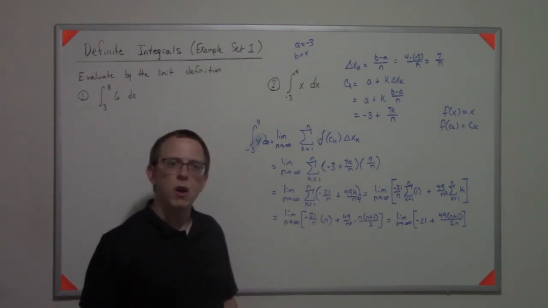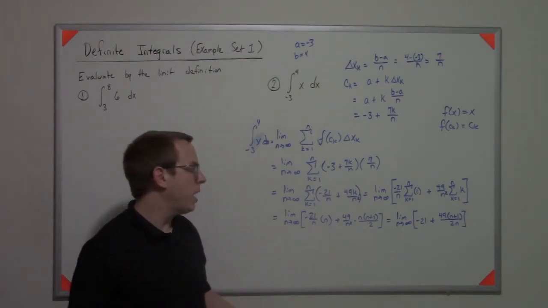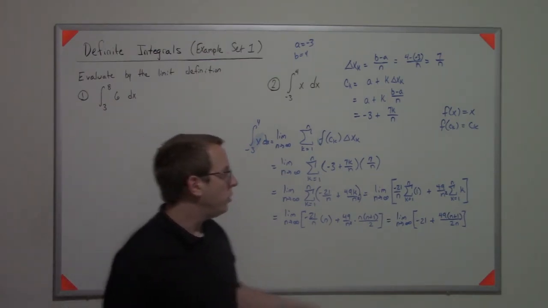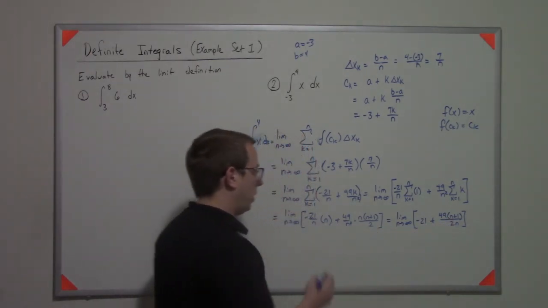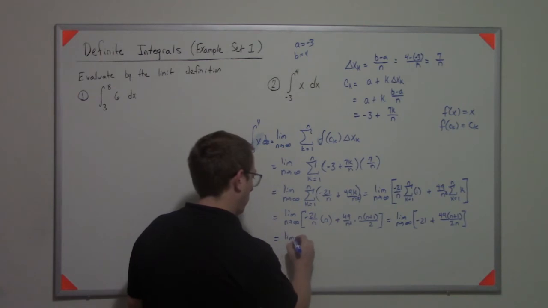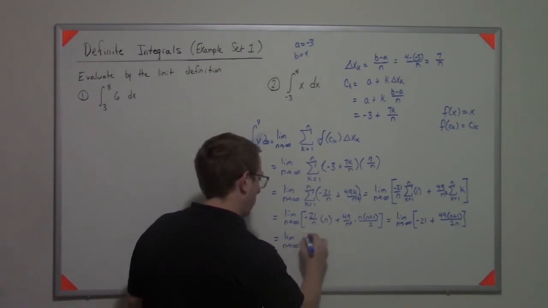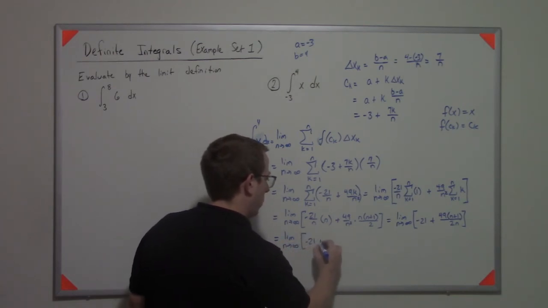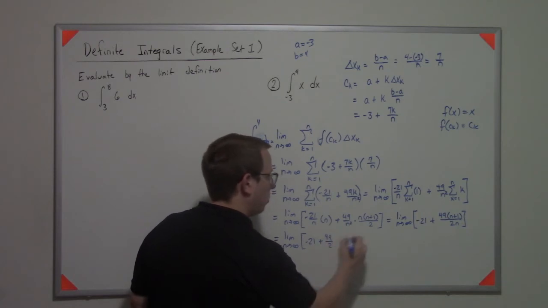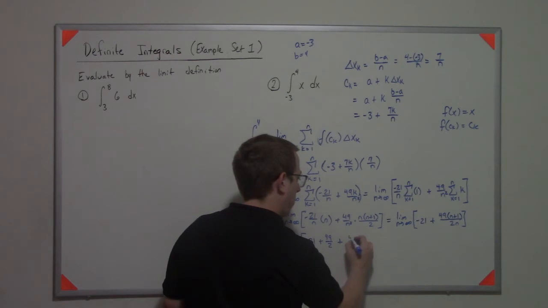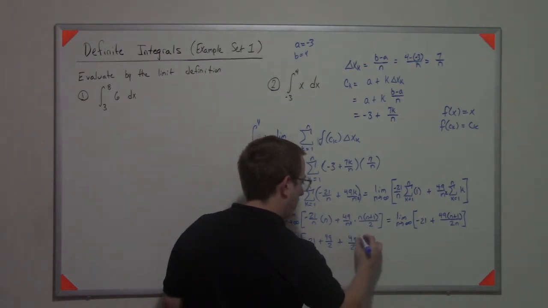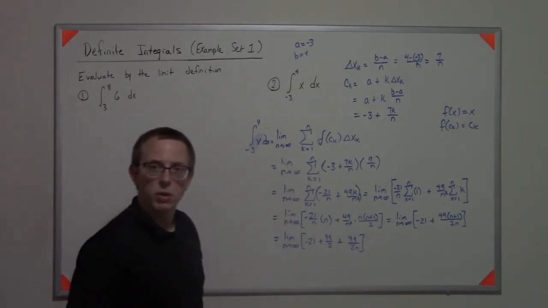So that's a little bit odd. Now you could do a decent amount of simplification. You could do 49n over 2n, and so that would give you negative 21 plus 49 over 2, and then you'd have plus 49 over 2n. And that's a perfectly good way to do that.